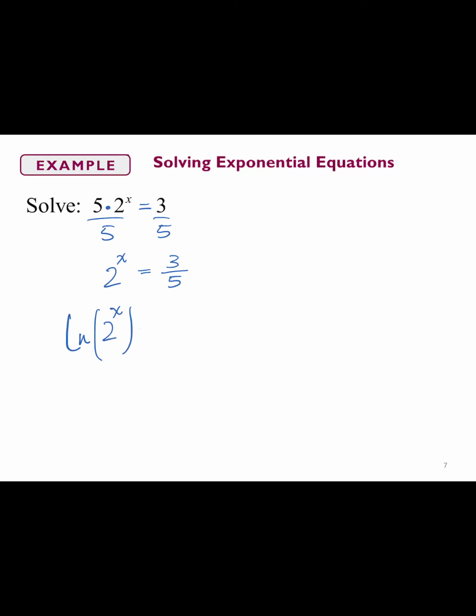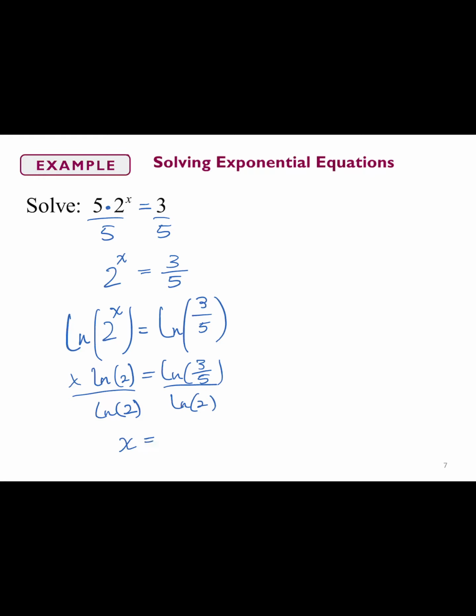Doing the natural log to each side, and we have natural log of 2 to the x equals natural log of 3/5. So we have power to factor, x natural log of 2 equals natural log of 3/5, and the solution: x equals natural log of 3/5 over the natural log of 2.